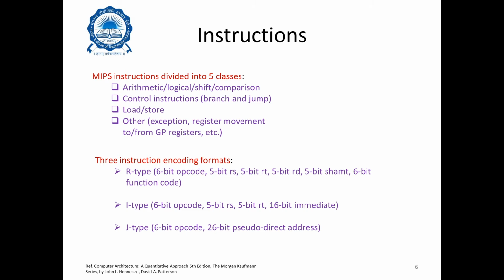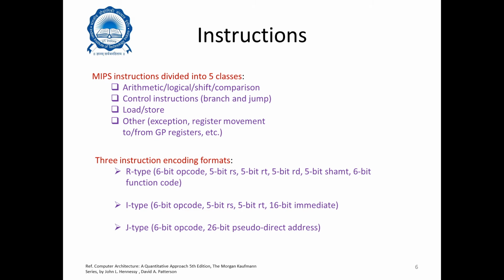Now we also have three instruction encoding formats that we use to translate a MIPS assembly instruction into a machine instruction. The first is R-type. We have a 6-bit opcode, 5-bit RS, 5-bit RT, 5-bit RD, 5-bit shamt and 6-bit function code. RS and RT are the sources and RD is the destination. Shamt is the shift amount, in case we have an instruction where we need to do some shifting. And the 6-bit function code represents what type of R-type instruction we are using in that particular instance.